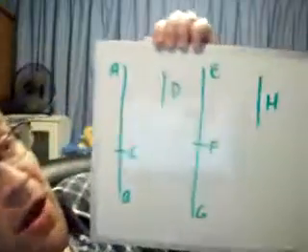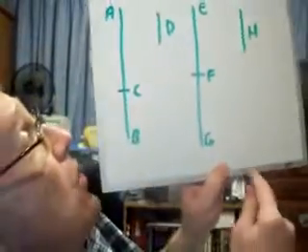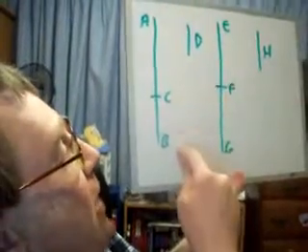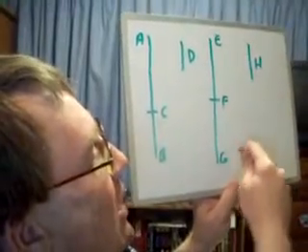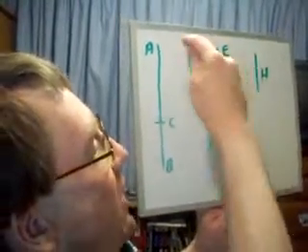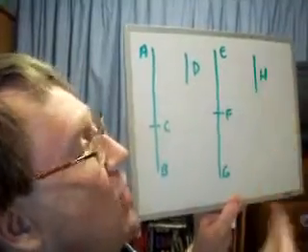This is Euclid Book 10, proposition number 49. And here's the illustration. We have two lines. This one's AB and it's cut by C. This is line EG and it's cut by F. This line here is line D and this one's H.